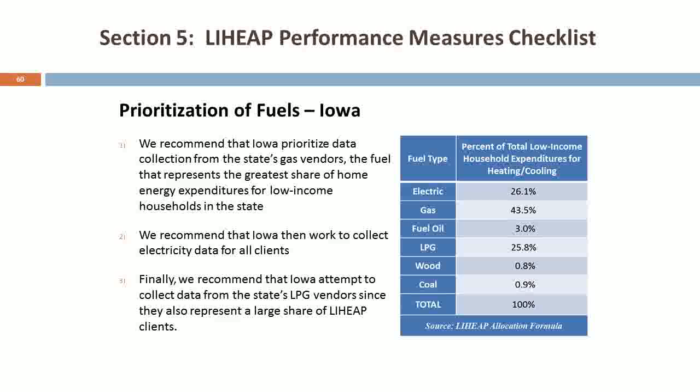You'll notice that in Iowa, as an example, most of their clients are spending their money on gas. The next is electric, and the next is propane. So besides the fact that this perfectly fits into our model, why would we recommend what we would based on their information? Our first recommendation is that if Iowa has really struggled to meet the federal reporting requirements, they would prioritize their data collection from the state's gas vendors, because that is the fuel that represents the greatest share.